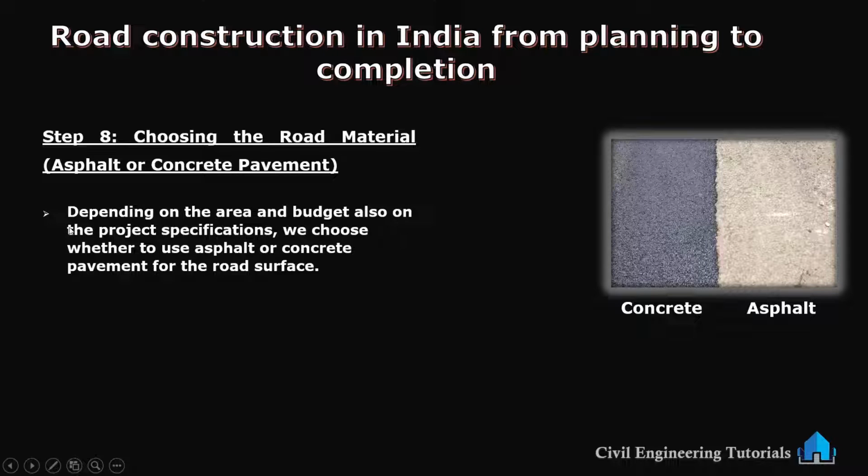Also the project specification we choose whether to use asphalt or concrete pavement for the road surface. You can see in the picture, this is asphalt and this is concrete. Now choosing the road materials means imagine building a model with clay or play-doh. Depending on whether you want a smooth surface or a strong one, you choose the right material for the path.